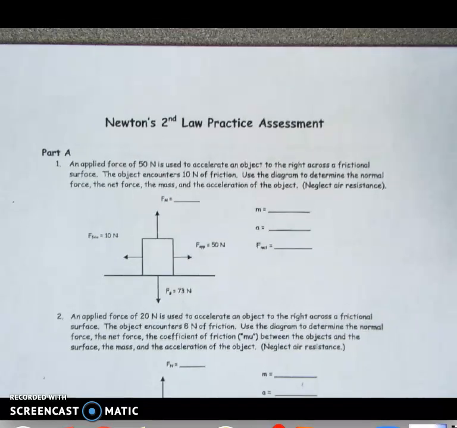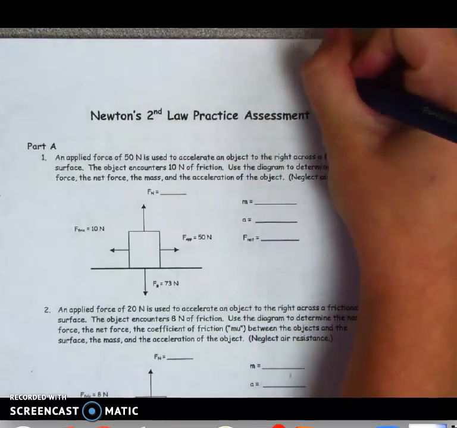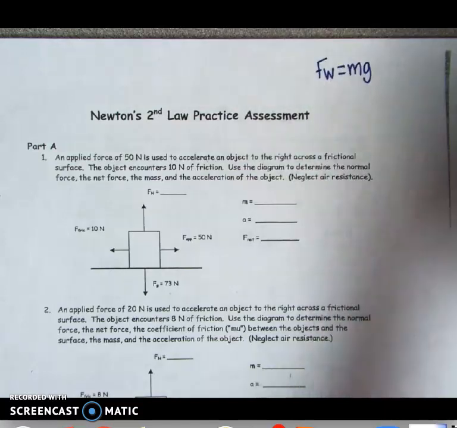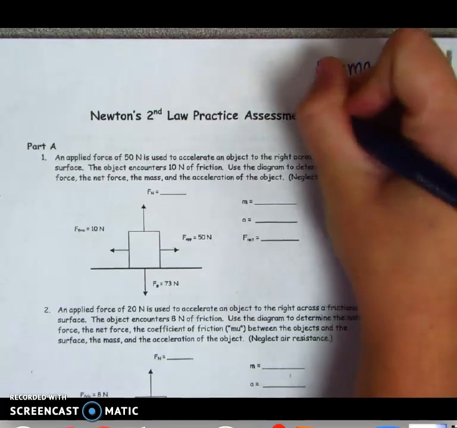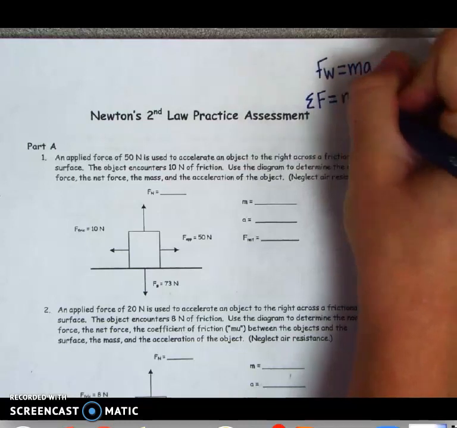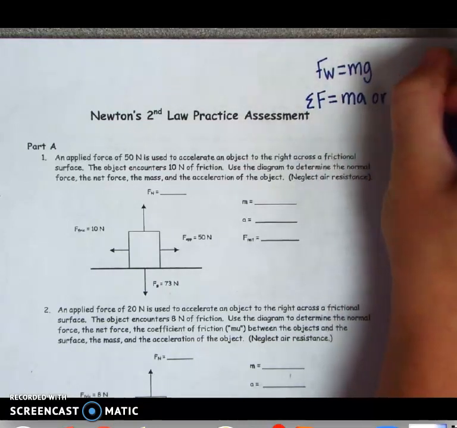So I'm just going to write those down at the top. The first equation we need to make sure we know is that force of weight equals mass times gravity, which was in our notes. We also need to know that F, the sum of our forces, or net force, is equal to ma. So you might see it written like this, or it can be written like so.